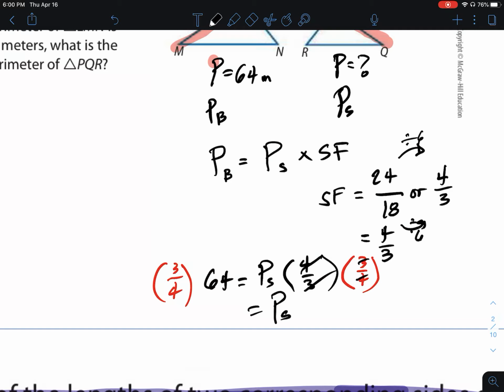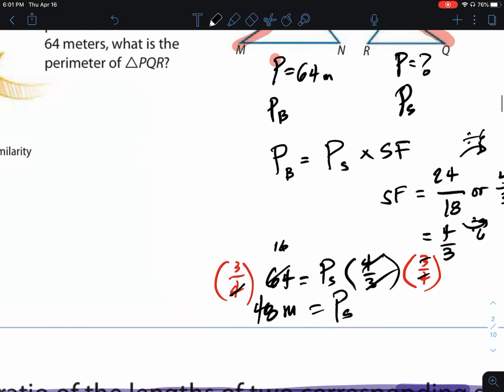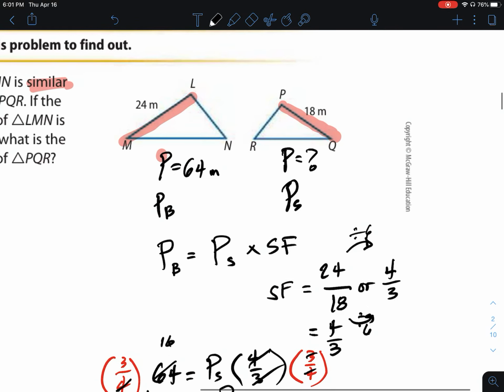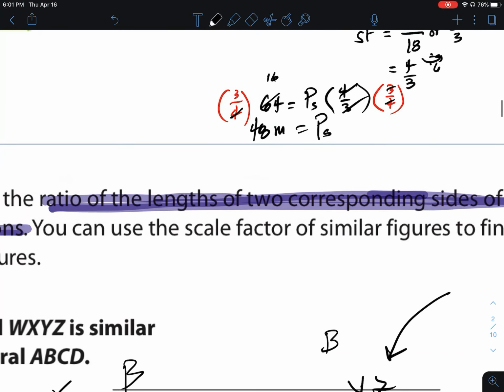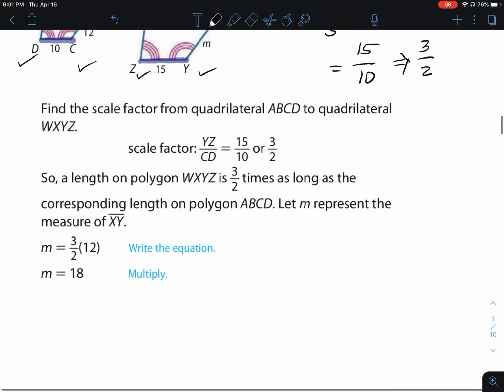So we're left with the perimeter of the small triangle. This is 1, and this is 16. Multiplied by 3, you get 48. So this is 48 meters. So the perimeter of the small triangle is equal to 48 meters. Okay? If you don't understand, pause it, rewind, and redo the problem again. Okay, let's take a look at the second example, which is right here.